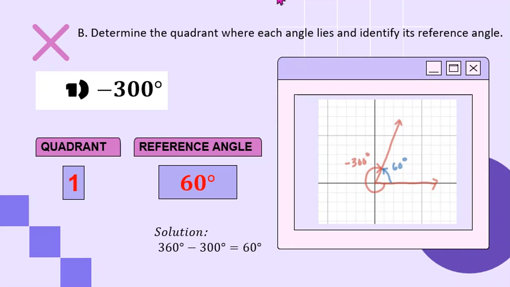Okay, lastly is the reference angle. In reference angles, everyone, there are things that you need to remember. First, it should be a positive angle. Second, it's the measure between the terminal side and the x-axis. So refer to the x-axis always. The angle between the terminal side and the x-axis. The x-axis is the horizontal line.